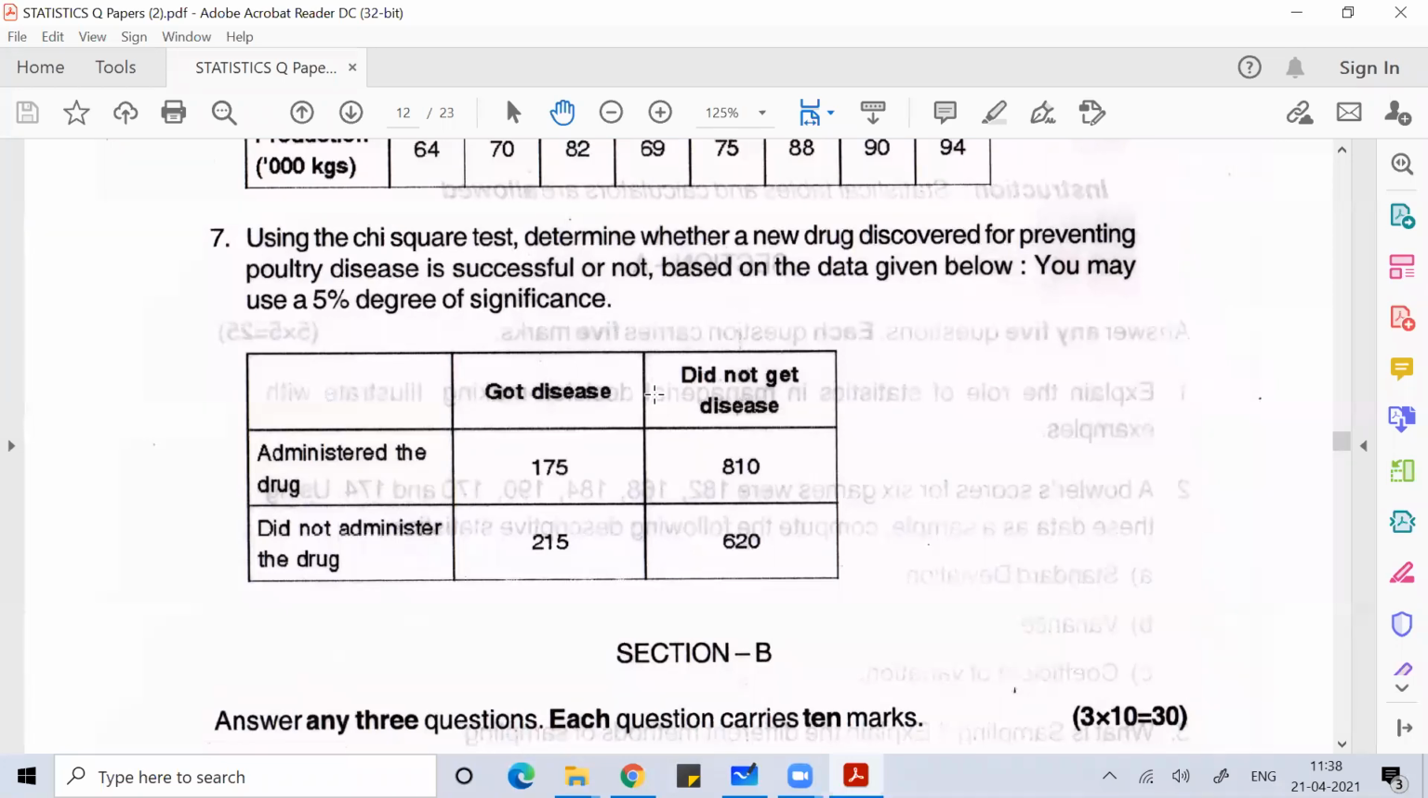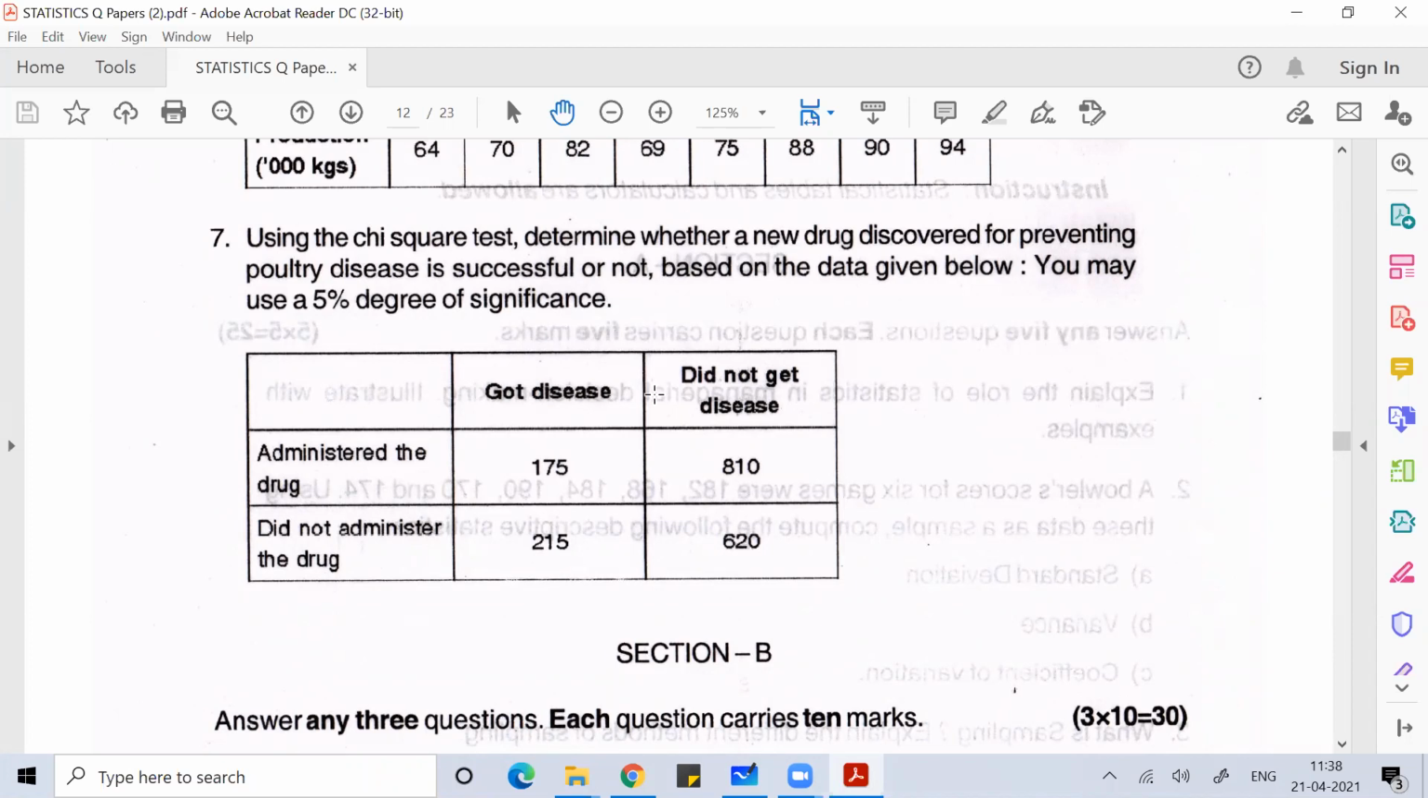It means that giving the medicine against the poultry disease is not successful. That is the null hypothesis. In the alternative hypothesis, you write that administering the drug and getting disease are dependent on each other. It means that if you give drugs, medicine or vaccination, then probably the disease can be prevented.